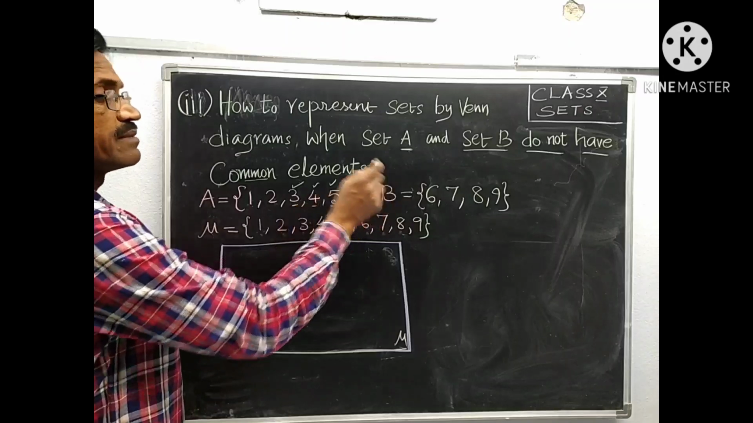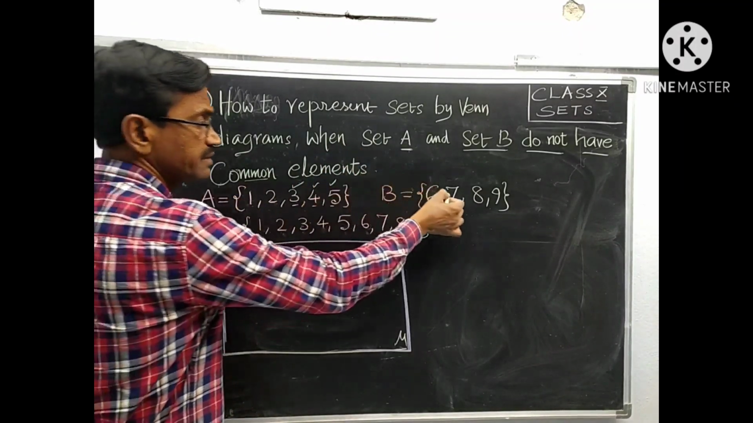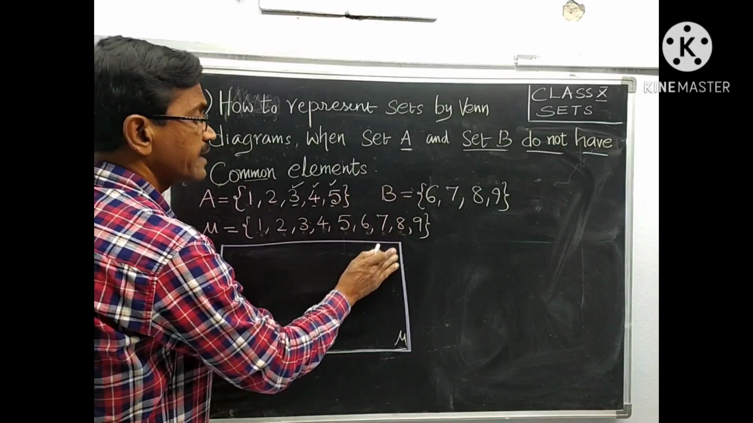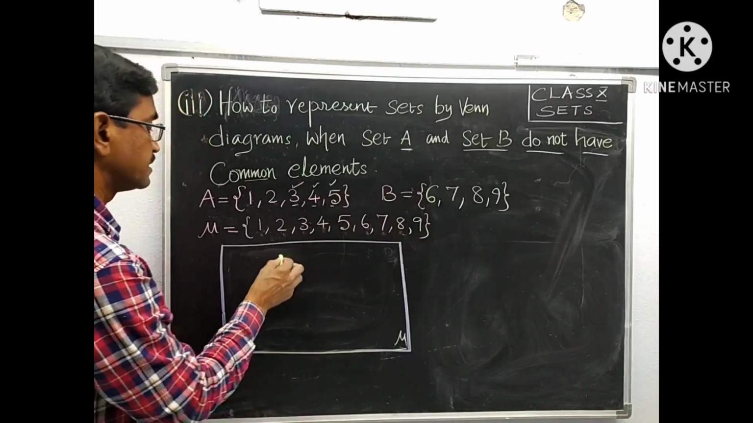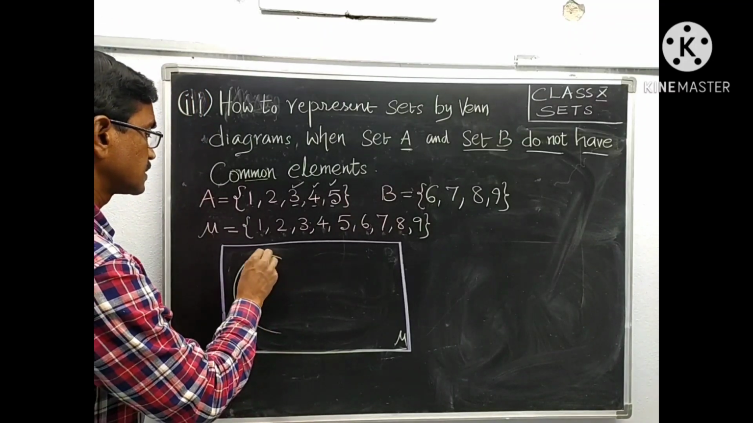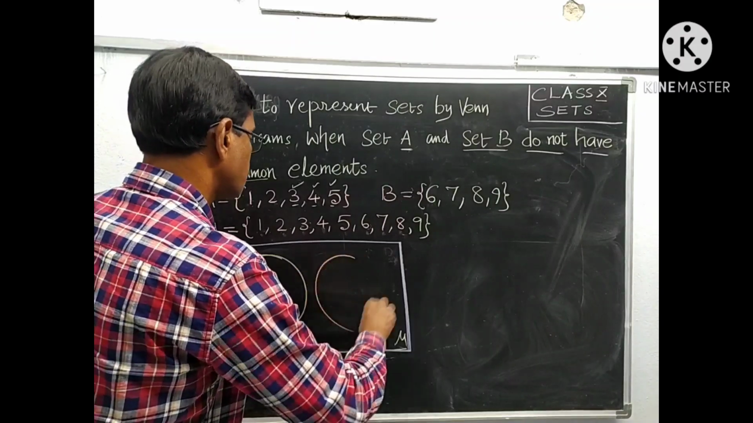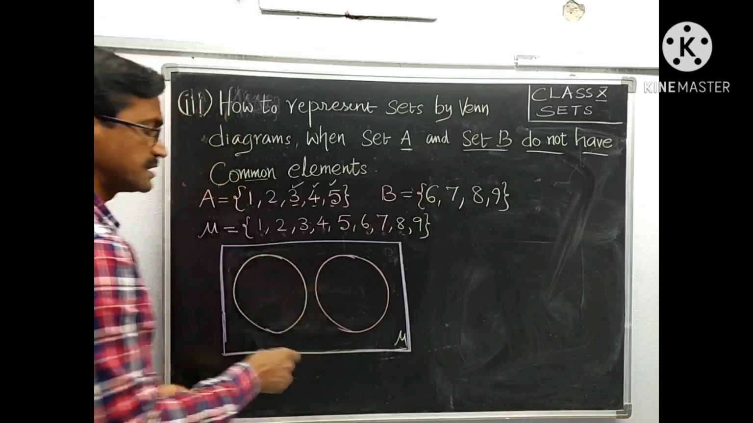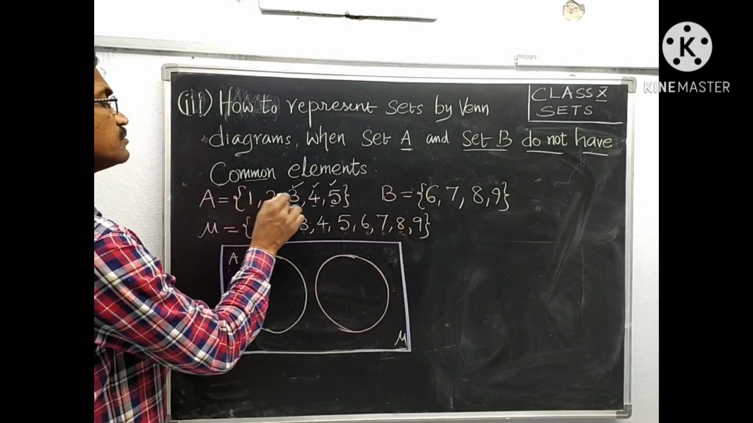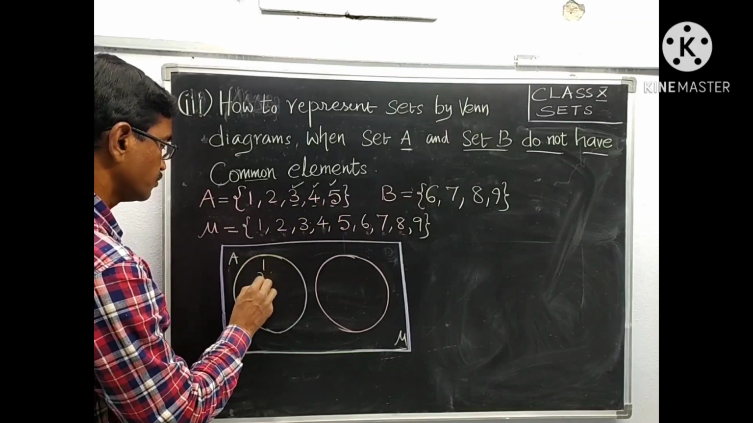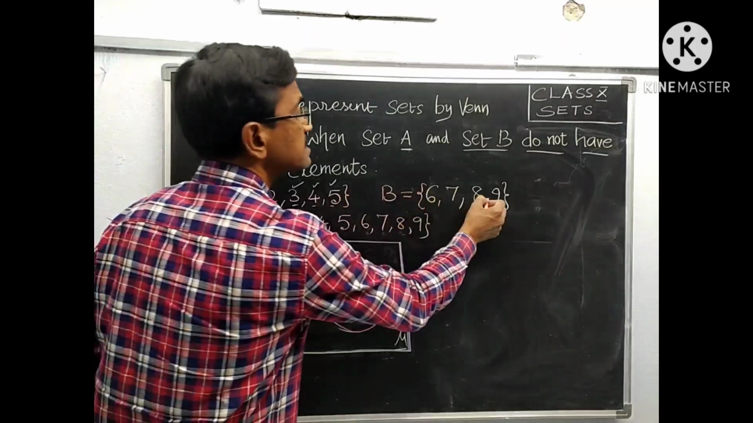When they do not have common elements, here A is a subset of mu, B is a subset of mu, and in this case we have to draw two non-intersecting circles. They should not intersect. Write the elements of A, 1, 2, 3, 4, 5, here. Now the elements of B, 6, 7, 8, 9.